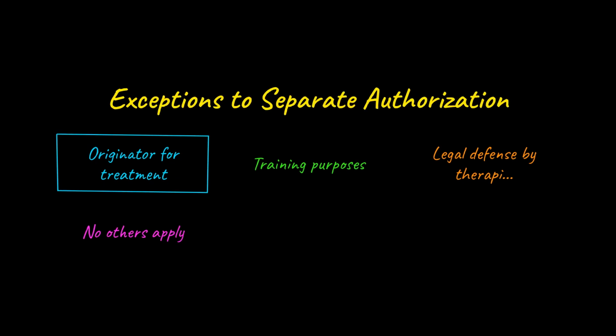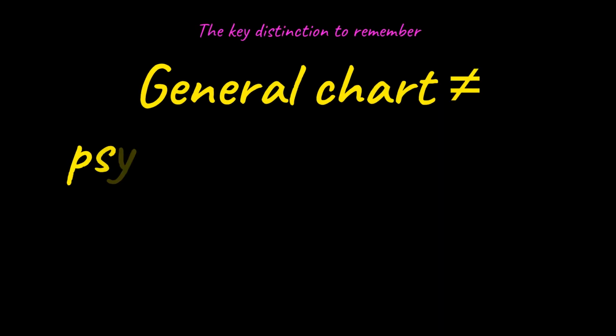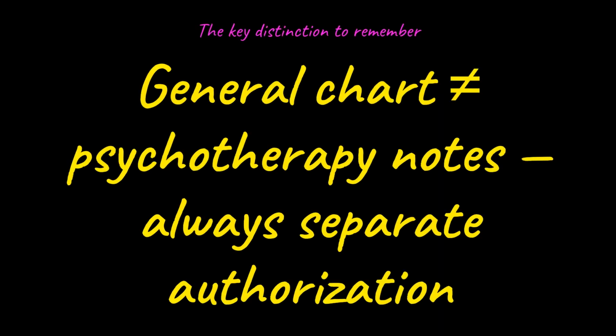The exceptions to this separate authorization rule are narrow. The originator may use notes for treatment, for training, or to defend against a legal action brought by the patient. Outside these situations, the heightened protection holds. The core principle is simple. Psychotherapy notes are categorically separate from the general chart and always require their own authorization. The therapeutic relationship depends on that confidentiality, and HIPAA enforces it structurally.